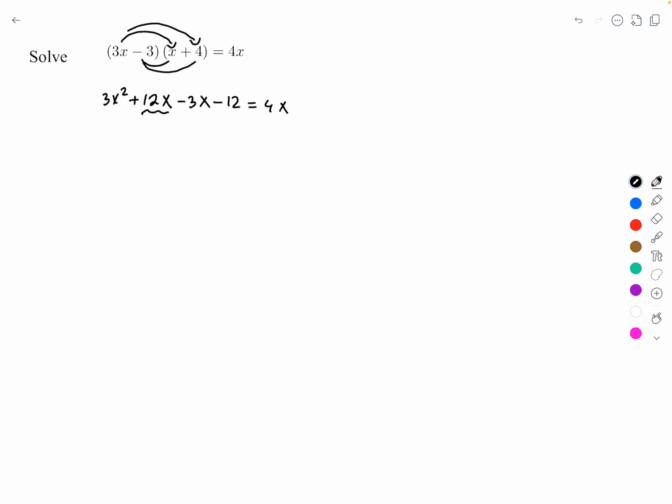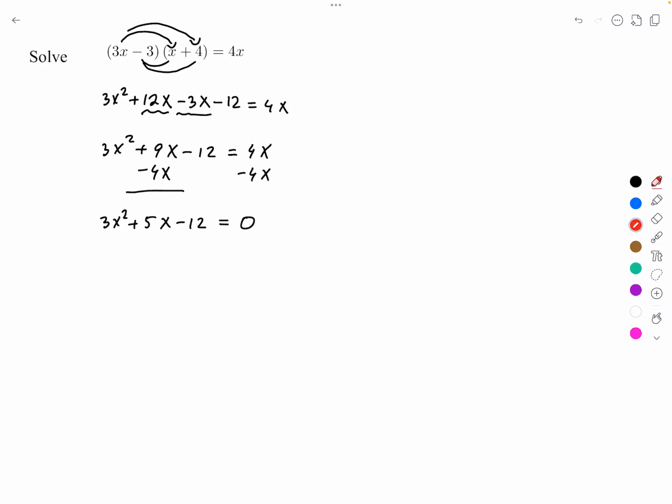Now you can collect the like terms first on the left side. So we have 3x squared plus 9x minus 12. And we have a quadratic equation because we have the x squared here, and x, and no x, but we have the 4x on the right side and we don't like that, right? So we have to subtract 4x from both sides, and I will put that 4x underneath the 9x because they're like terms, and I can add them up and get 3x squared plus 5x minus 12 equal to 0.